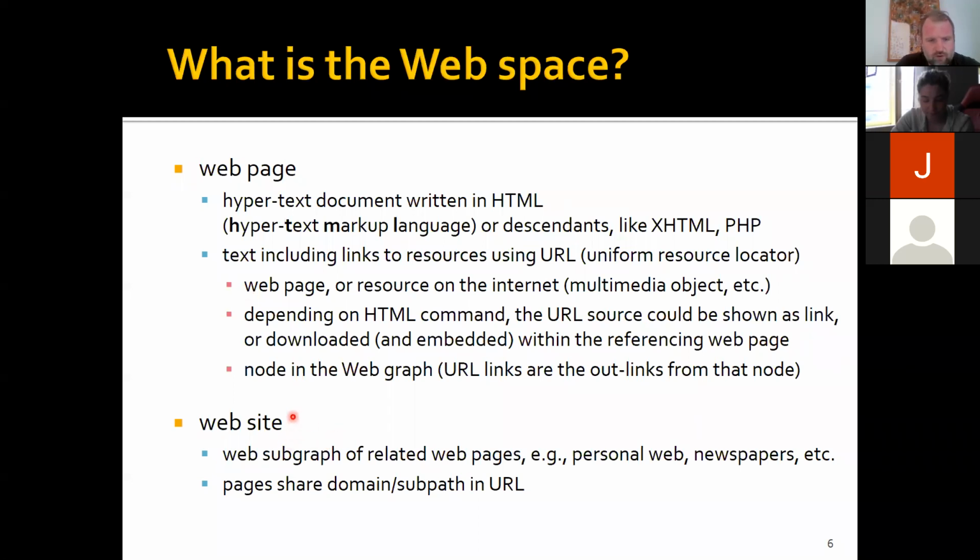We of course can identify websites, which are collections of web pages that are related to a certain unique semantic entity, like personal webs, newspapers, social networks, and so on. And these pages within a website share some prefix in the URL.